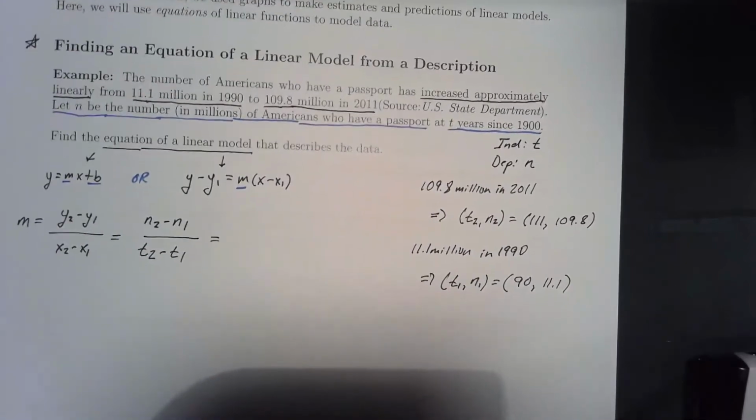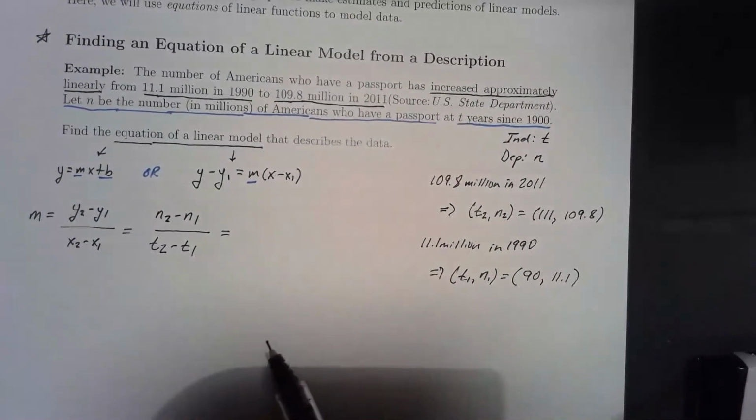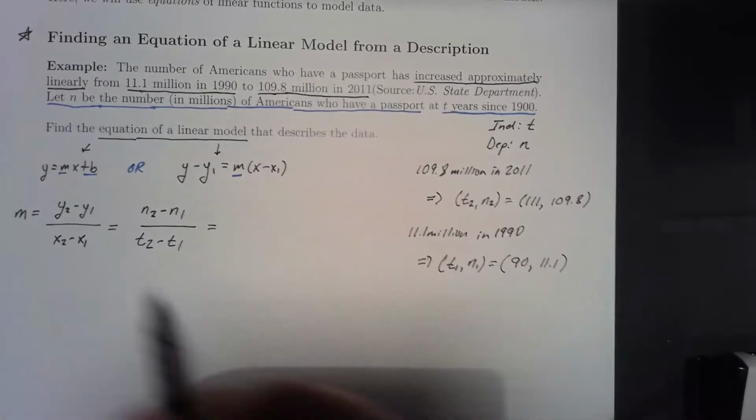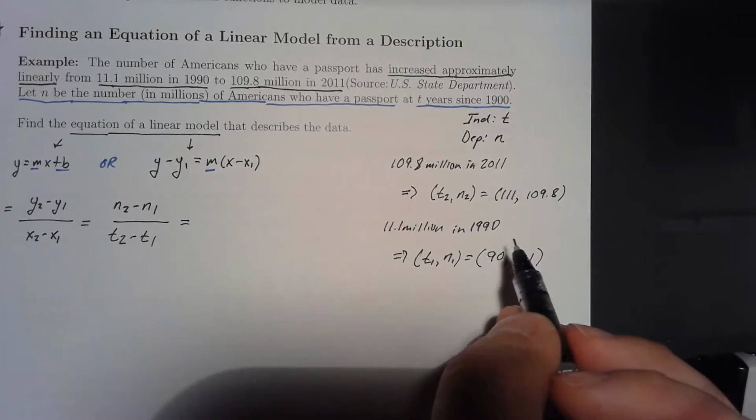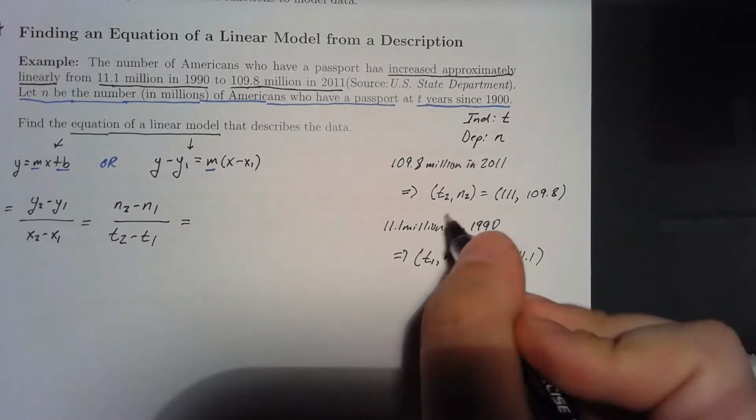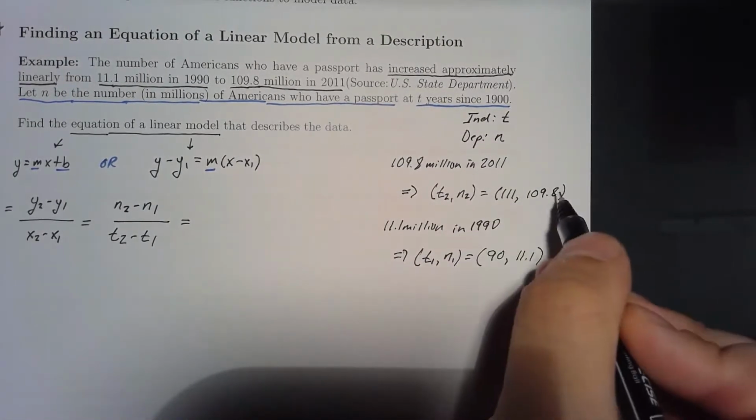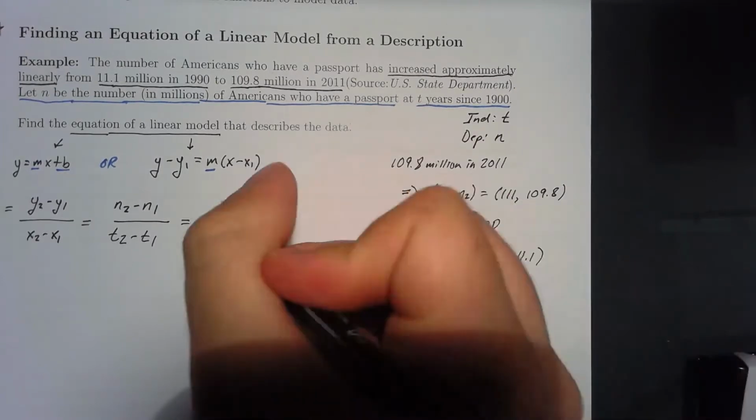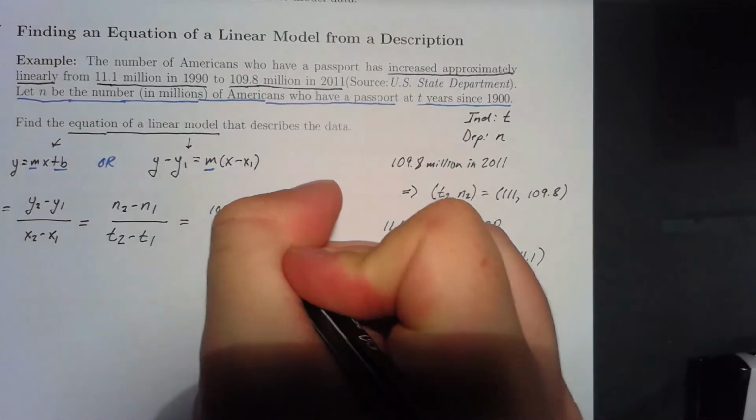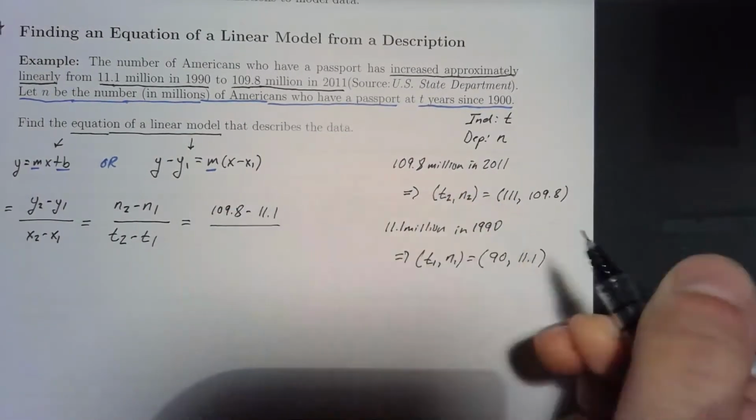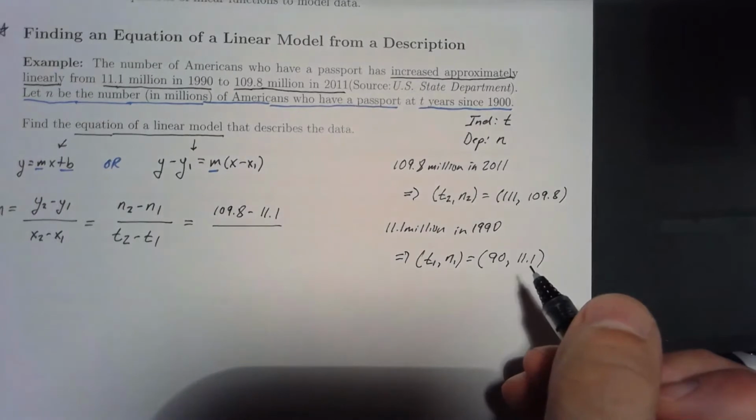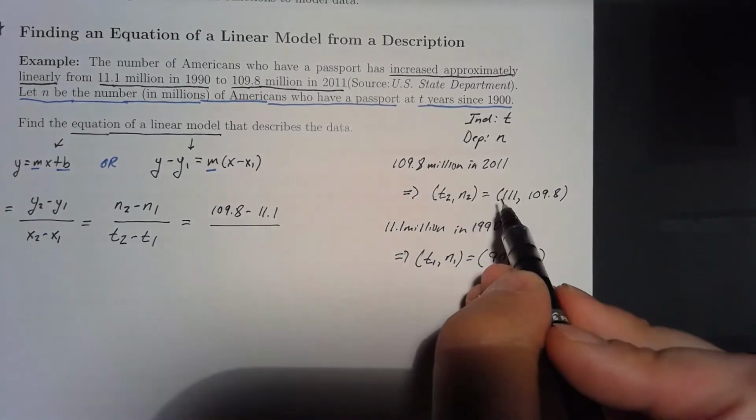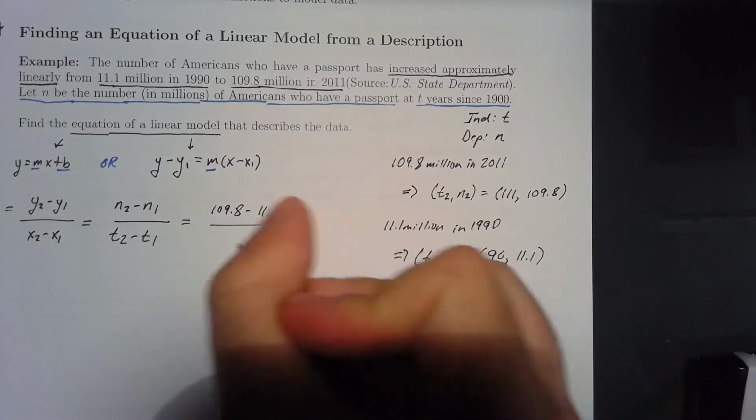Hey, we have two ordered pairs now. Guess what? We could find the slope. If you have two ordered pairs, you can find the slope. So let's do that. Now it's just a matter of plugging them in. So N2 minus N1, I'm sorry, I said the wrong number. It's going to be 109.8 minus 11.1, all over T2 minus T1, which will be 111 minus 90.